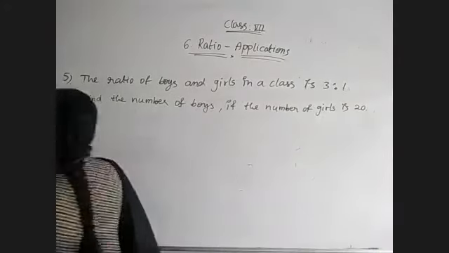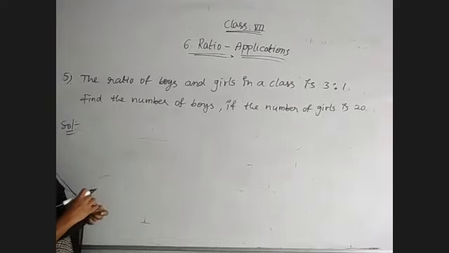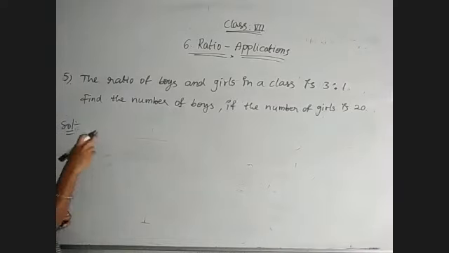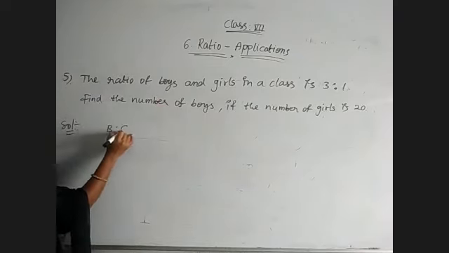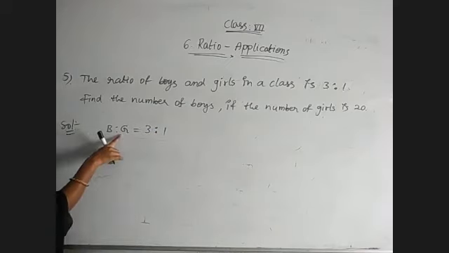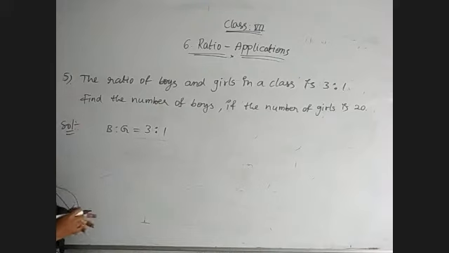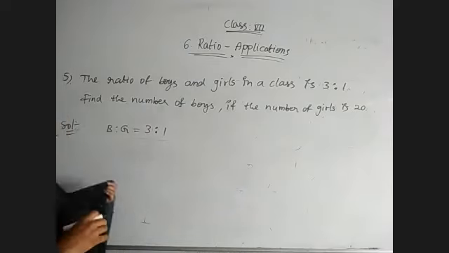Okay. So just observe the question here. Ratio between boys and girls. Ratio is an ordered comparison. So which ratio is given? Boys to girls equal to 3:1 means one part of girls and there will be three parts of boys. Now, given that, find the number of boys if the number of girls is 20.